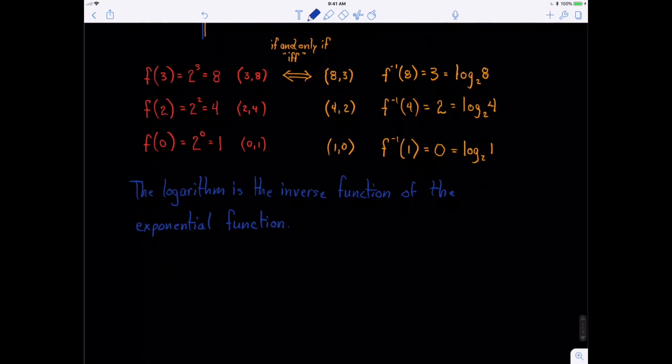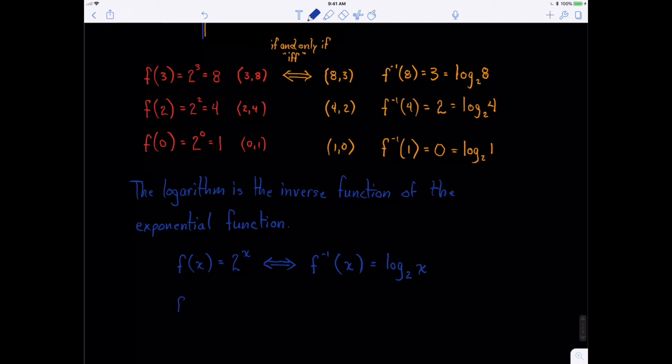And so in general, for example, when I have a problem f of x equals 2 raised to the x, if and only if, then we know that the inverse function is going to be log base 2 of x.